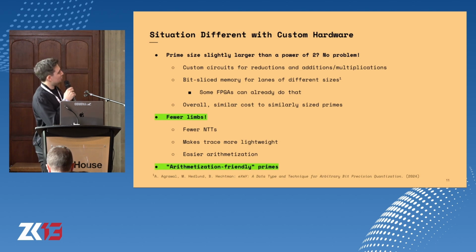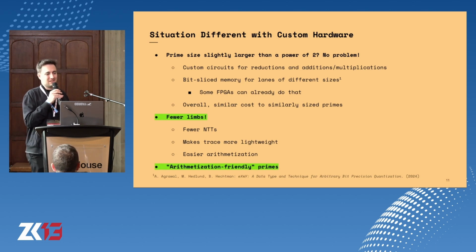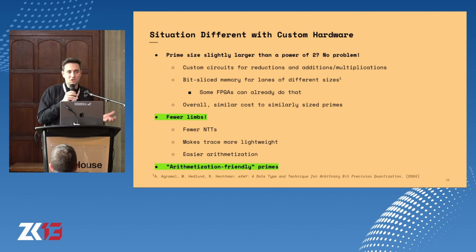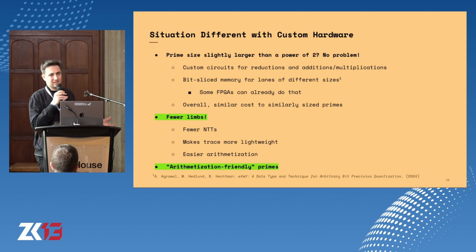And just as information, I'm not an expert here at all, but apparently some FPGAs can already use 33-bit primes, because they include some parity bit for each byte they store, so they already support these slightly larger lanes. So what does this mean? That on hardware, again with some caveats, there's in general a similar cost for the arithmetic for similarly sized primes.